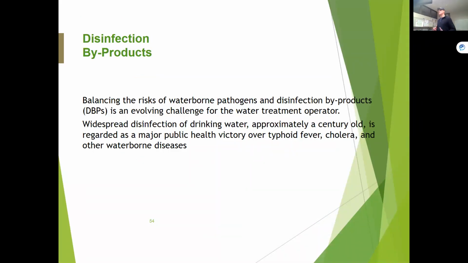Let's talk a little bit about disinfection byproducts again. It comes up a whole lot. Again, we have to balance the risks, right? We know that there are disinfection byproducts out there, and that's a big challenge for you as operators. I'd rather have water with chlorine residual. The risks are there. I know there's a potential to get sick from disinfection byproducts, but I can guarantee that if I have water that's not disinfected, I'm going to get sick.